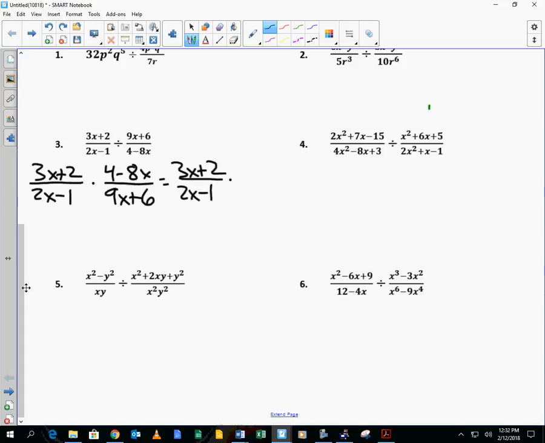But I'm going to choose to take a negative 4 out of the top. And if I do that, I'm left with 2x and a minus 1. And I'm going to take a 3 out of the denominator. And I'm left with 3x plus 2. If you do that, you can see that the 2x minus 1's cancel. The 3x plus 2's cancel. I'm left with negative 4/3.